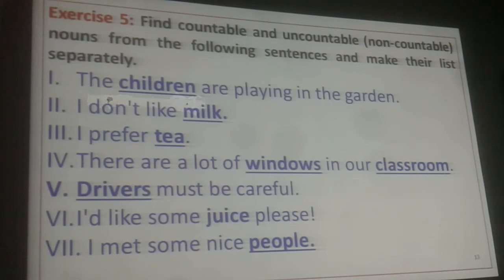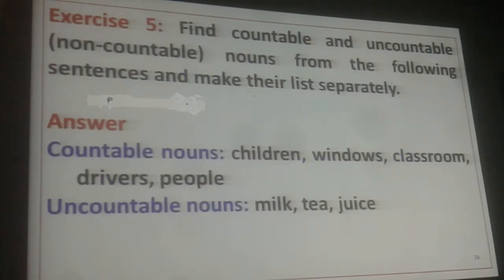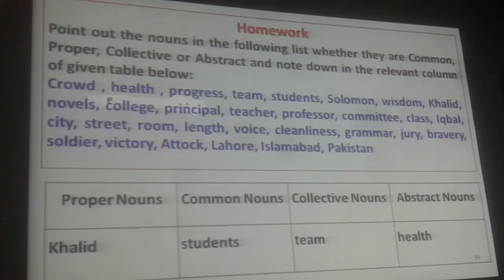So we will divide them into countable or uncountable nouns, keeping in mind the definition of these nouns. So here is the list: countable nouns, children, windows, classroom, drivers and people, because we can count them. Whereas uncountable nouns, milk, tea, juice, we cannot count them, so they are known as uncountable or non-countable nouns.